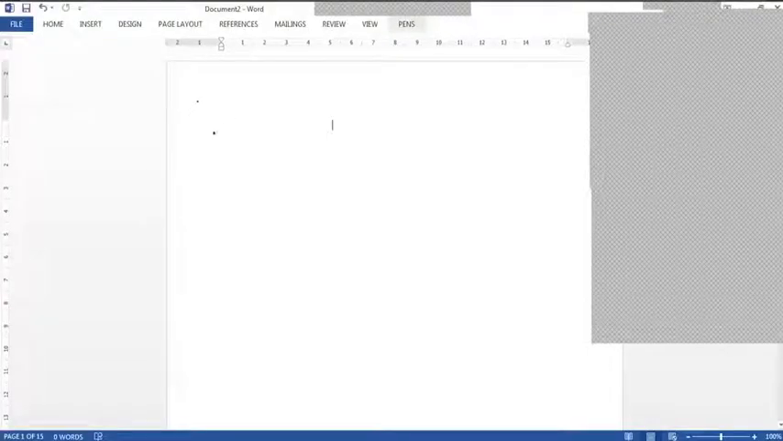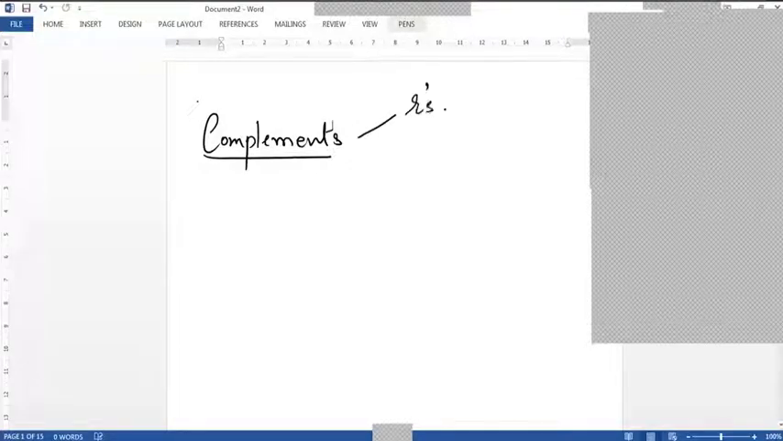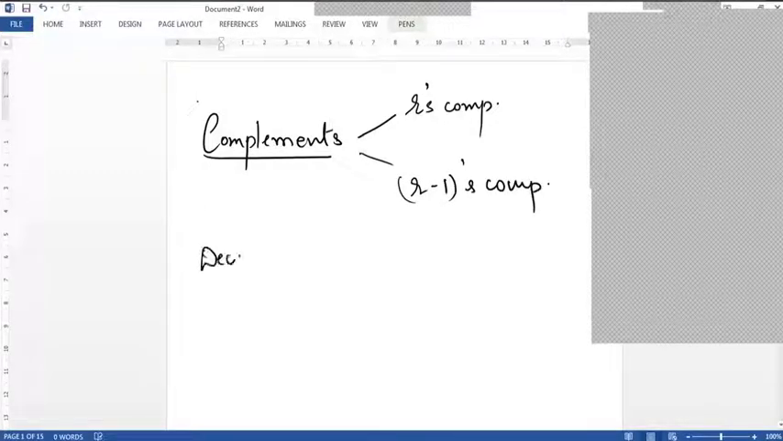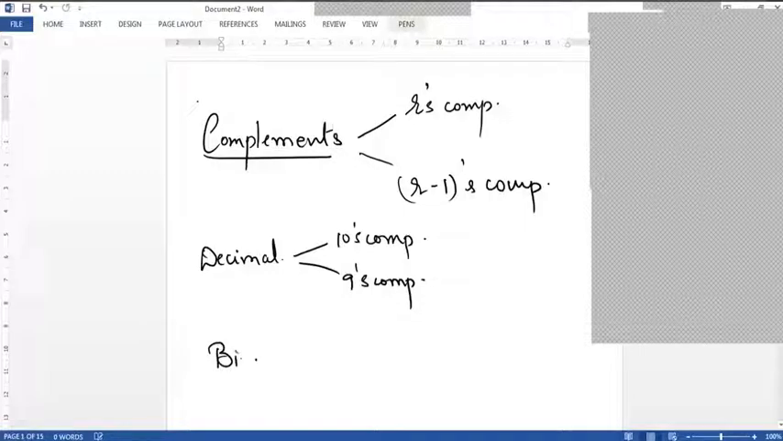Okay. Chalo, in the previous class, I had explained how to find complements of a number. We had seen how to calculate r's complement and r minus 1's complement. For decimal numbers, we calculated 10's complement and 9's complement. And for binary numbers, we found 2's complement and 1's complement.